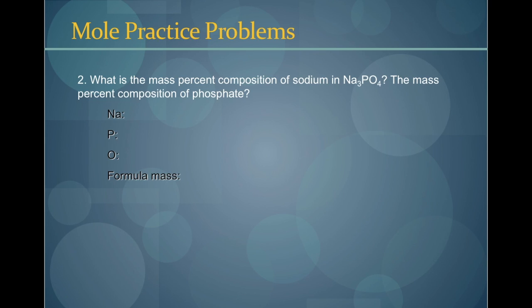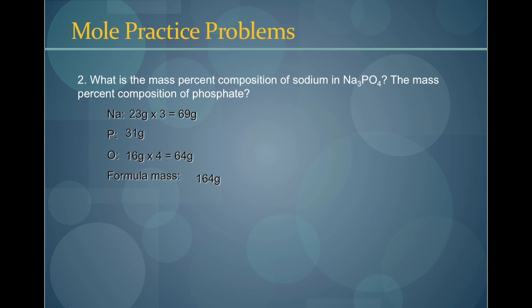So sodium from the periodic table, 1 mole has a mass of 23 grams, and there's 3 of them, so that's 69 grams total of sodium. Phosphorus is 31 grams, and there's just 1 of them. And then oxygen is 16, and there's 4 of them, so that's 64 grams. When we add that all together, we have a formula mass of 164 grams. So in other words, if we had 1 mole of sodium phosphate, we'd have 164 grams of it.